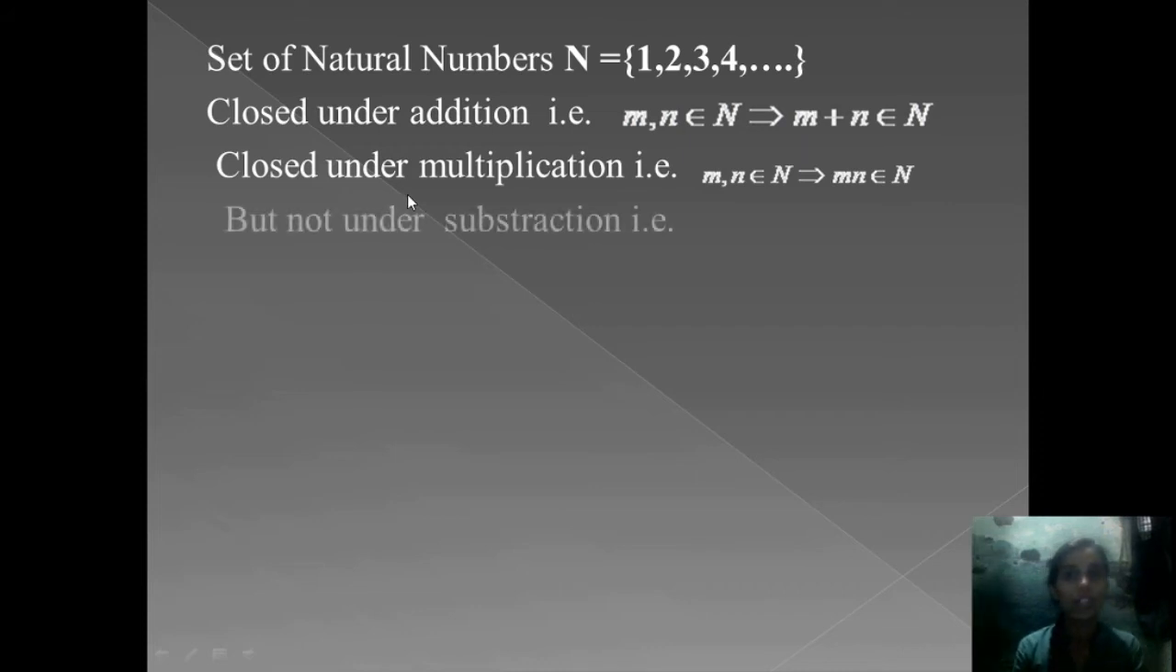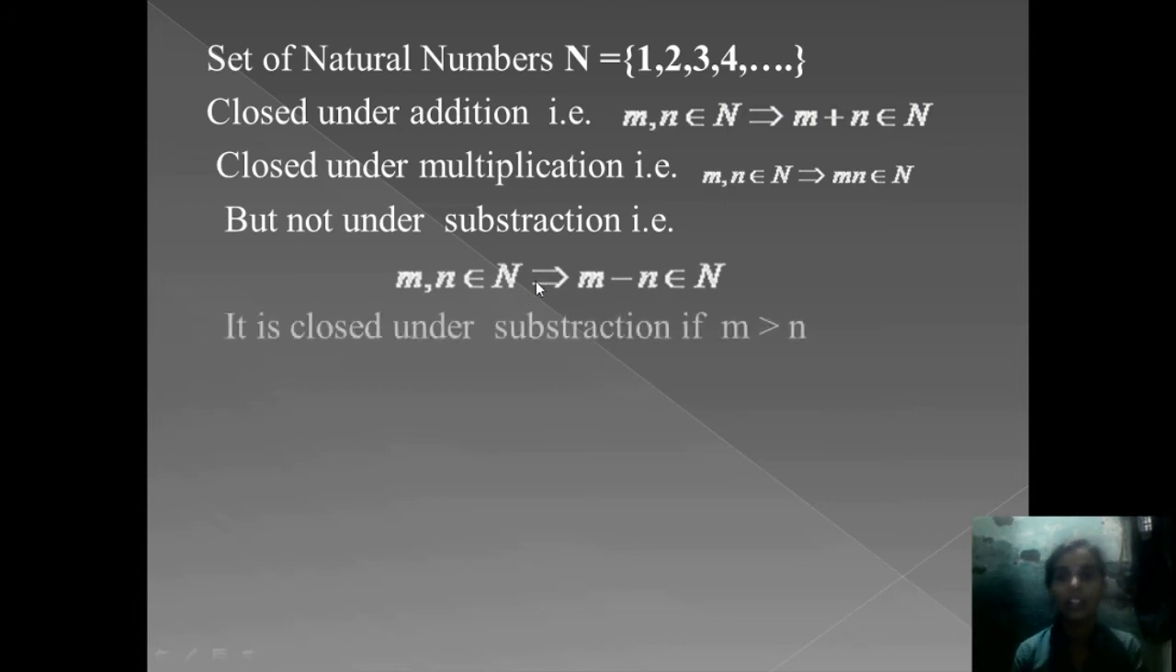Is it closed under subtraction? So we have to see whether it is closed under subtraction or not. For example, 2 minus 4, what is it equal to? It is equal to minus 2. So minus 2 does not belong to the set of natural numbers, so it is not closed under subtraction. So what should be the required condition so that it is closed? We require that m is greater than n. If m is greater than n, then in that case m minus n is a natural number.